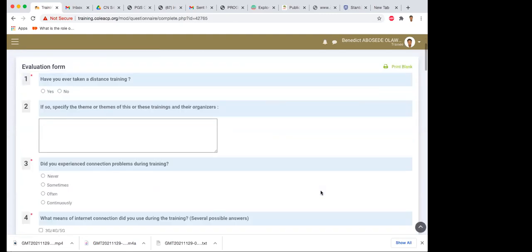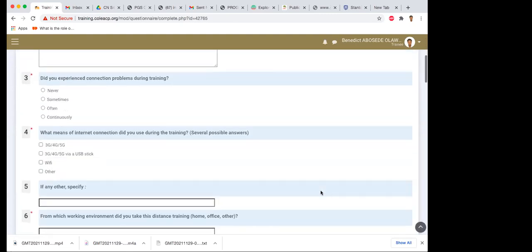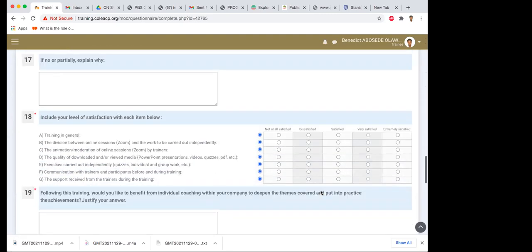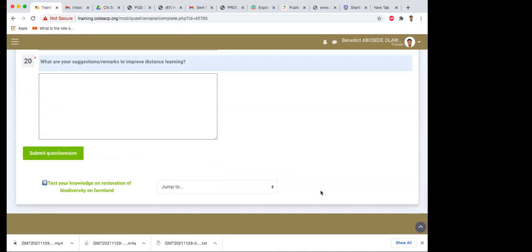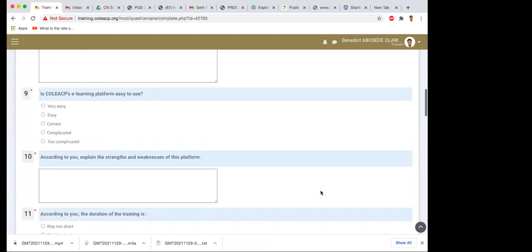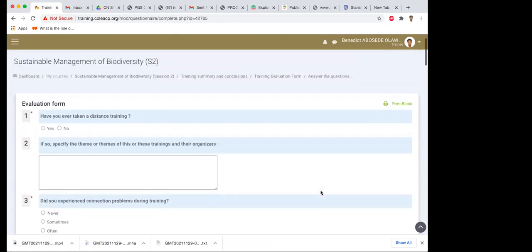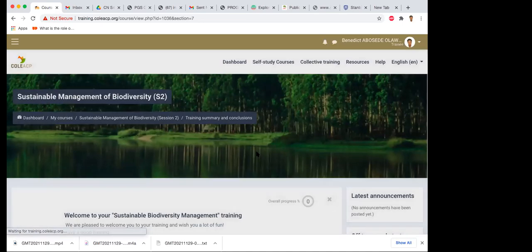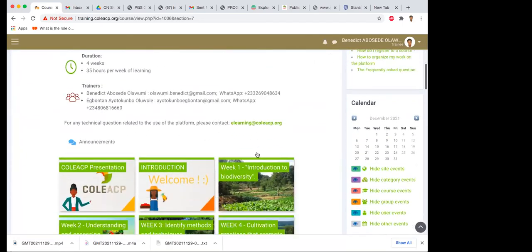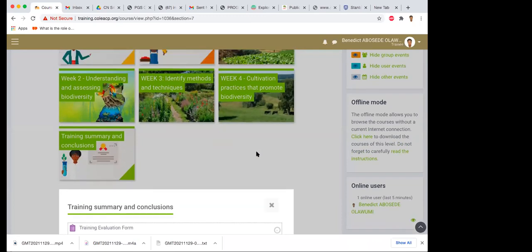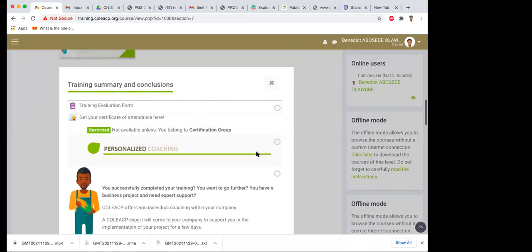This is what you will see. These are the questions that all participants are expected to answer, and then you submit the questionnaire. Once this is done, it will come back to COLEACP, and that is when, if you have finished all your assignments and you've completed 60%, we are able to release your certificate to you.